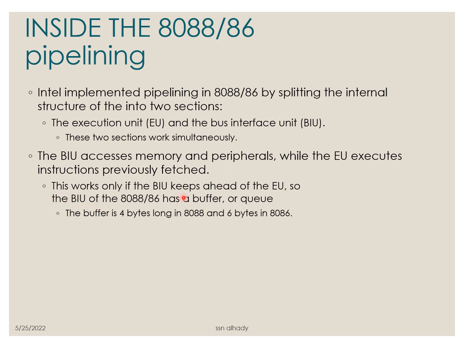Okay, this works only if the BIU keeps ahead of the EU. So the BIU of the 8086 has a buffer or queue. In the beginning, when the 8086 was first introduced, it had a 6-byte queue. It can queue up 6 bytes, while in the 8088 it is 4 bytes. So this is the difference between the 8086 and 8088, but the architecture remains the same.